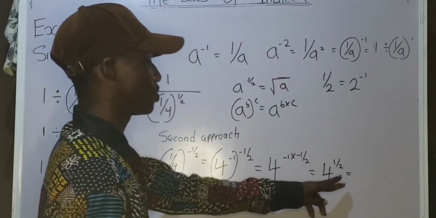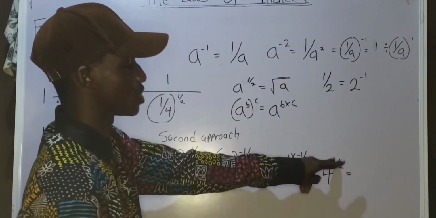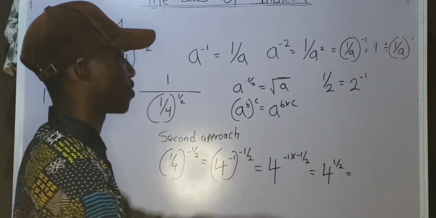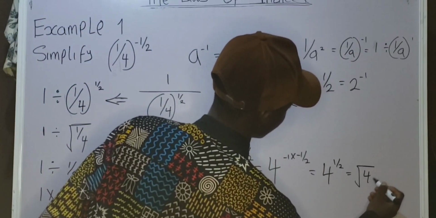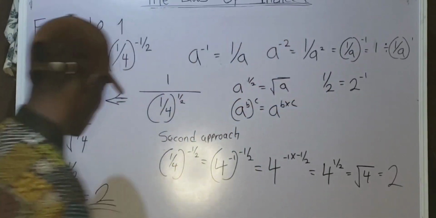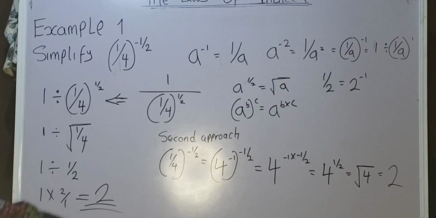So I told you that if you have 4 raised to the power of 1 over 2, that is what? The square root of 4, according to this law. So for this, I'm going to have the square root of 4, which is equal to what? 2. So we have the same answer. If you can use this approach, you can make use of this. And if you follow this approach, that is the law of negative power, you still arrive at the same answer. So let's proceed to example 2.